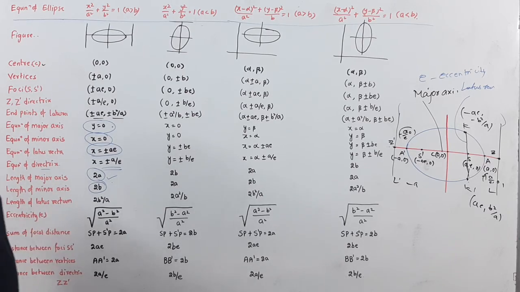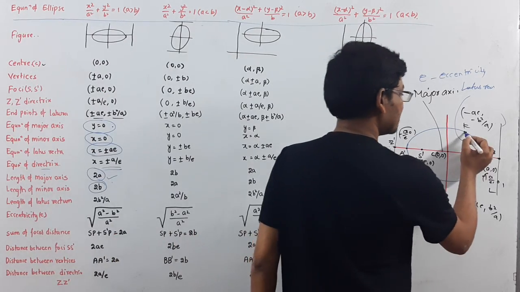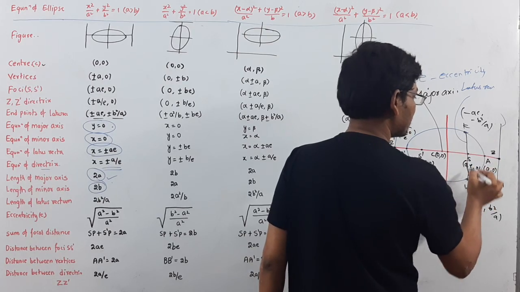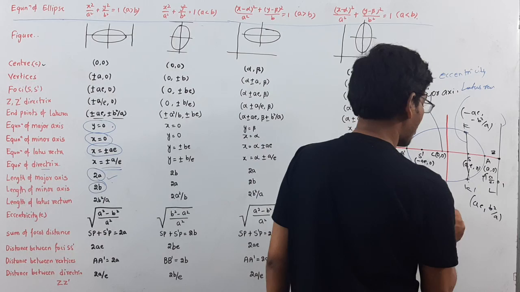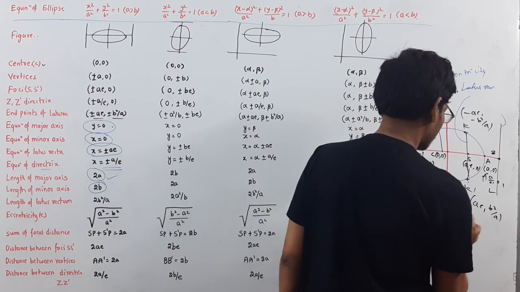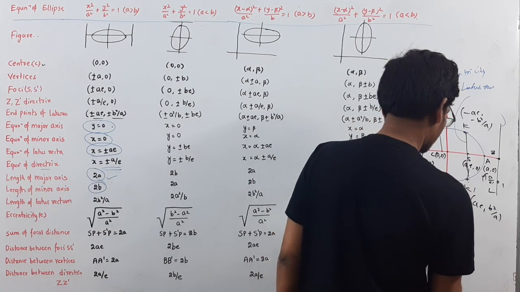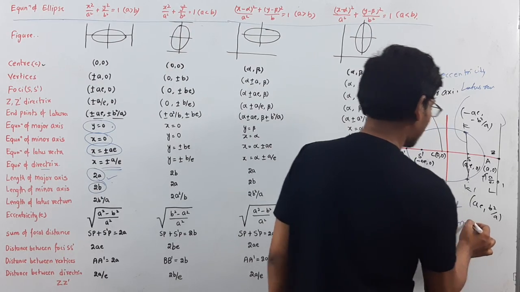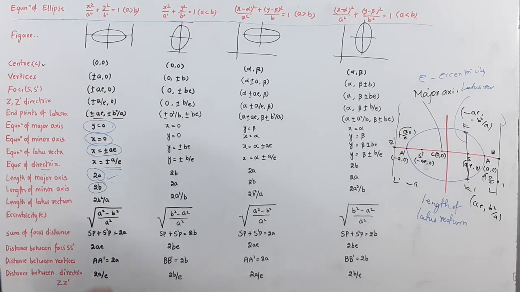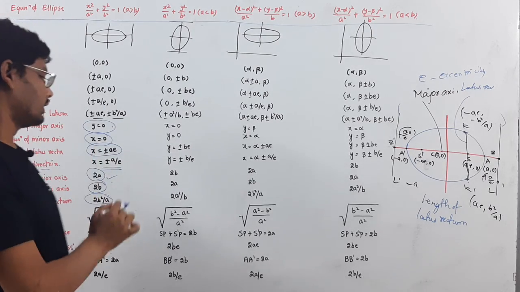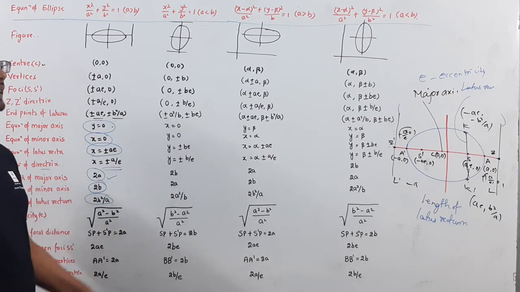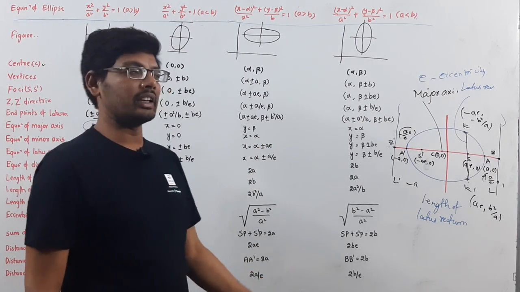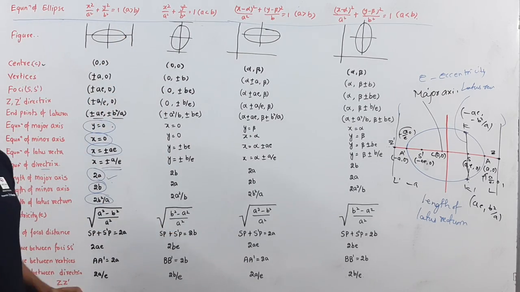And length of latus rectum. Here, the distance between these two end points of the latus rectum is nothing but the length of latus rectum. So it will become 2b square by a. You can substitute a and b values in this expression. You can find the length of latus rectum easily by the standard form of ellipse here.